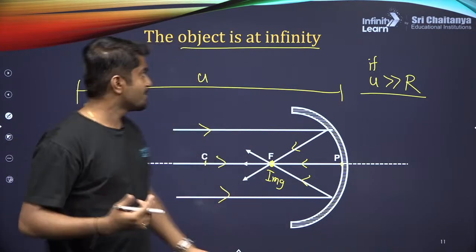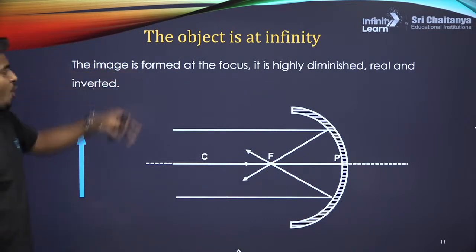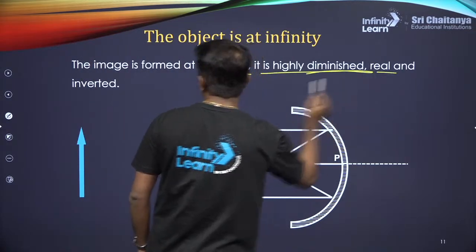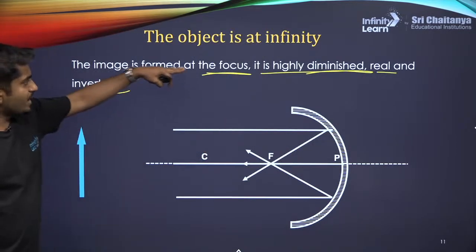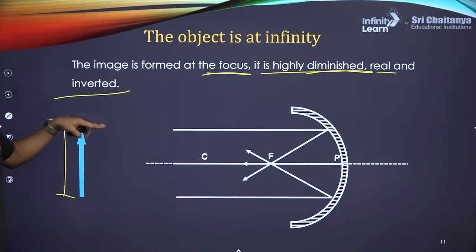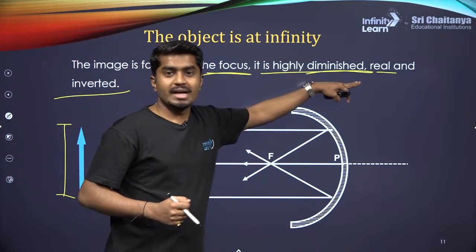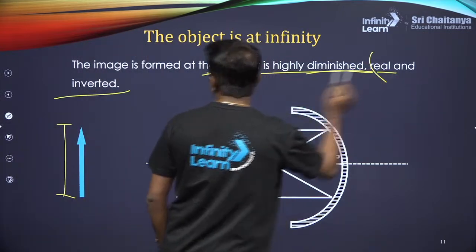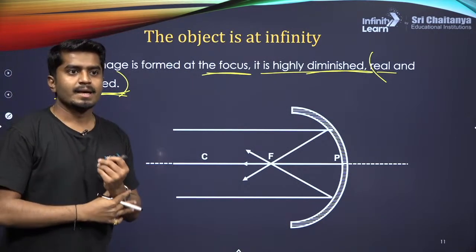So what are the properties of this image? Okay, I'll remove this. The image is formed at the focus. It is highly diminished, real and inverted. These are the properties of this image. Why is it highly diminished? You see the size of the object, but the image is like a point size. That is why it is highly diminished. And there is a real image. Whenever you get a real image, it is always inverted. Real and inverted are always together, right?